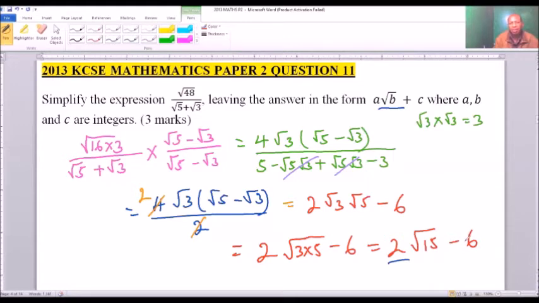So that is how you do that question. I've taken some time because I'm explaining, but this is something that should take you maybe 1 or 1.5 minutes to complete. So that's how you do that question.